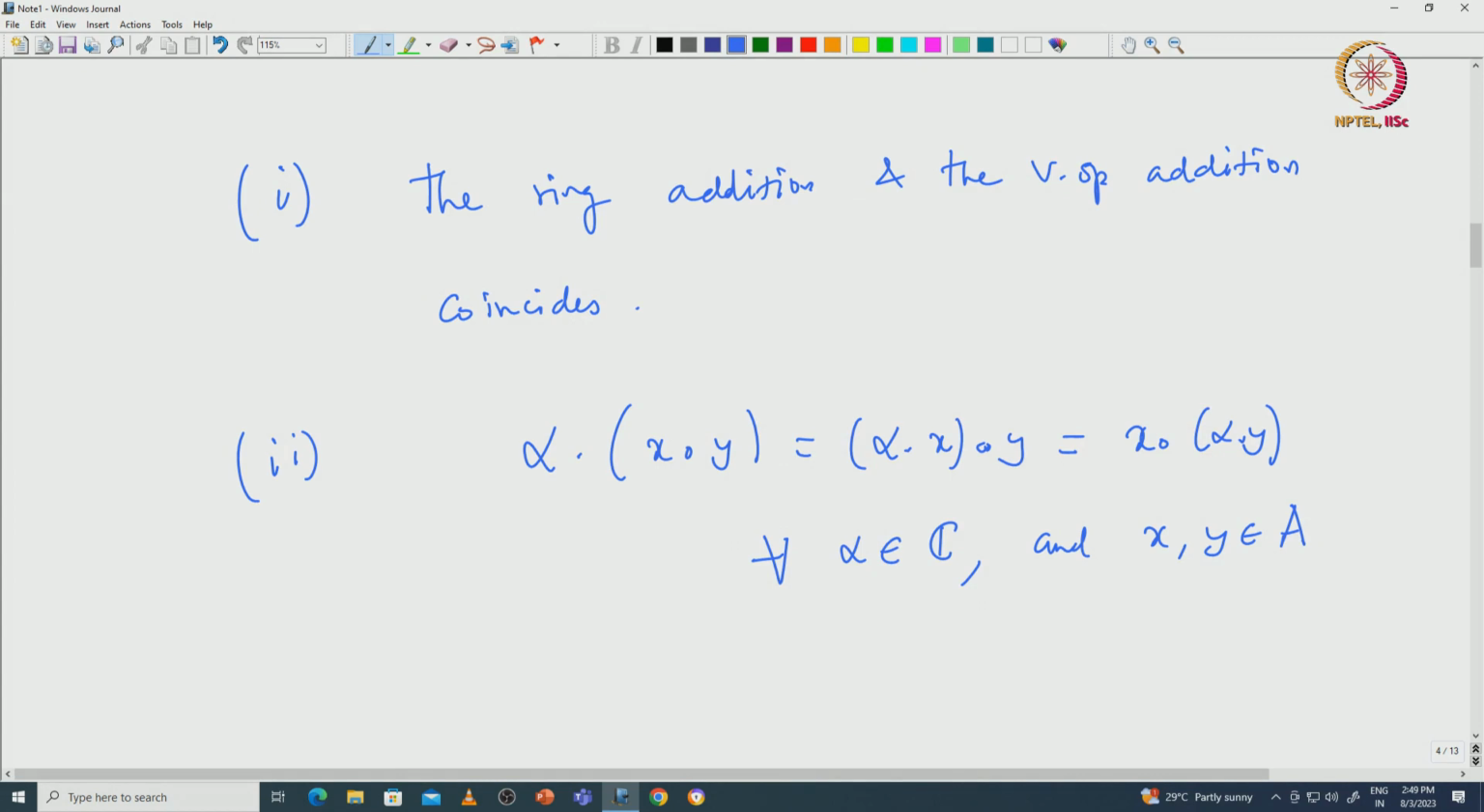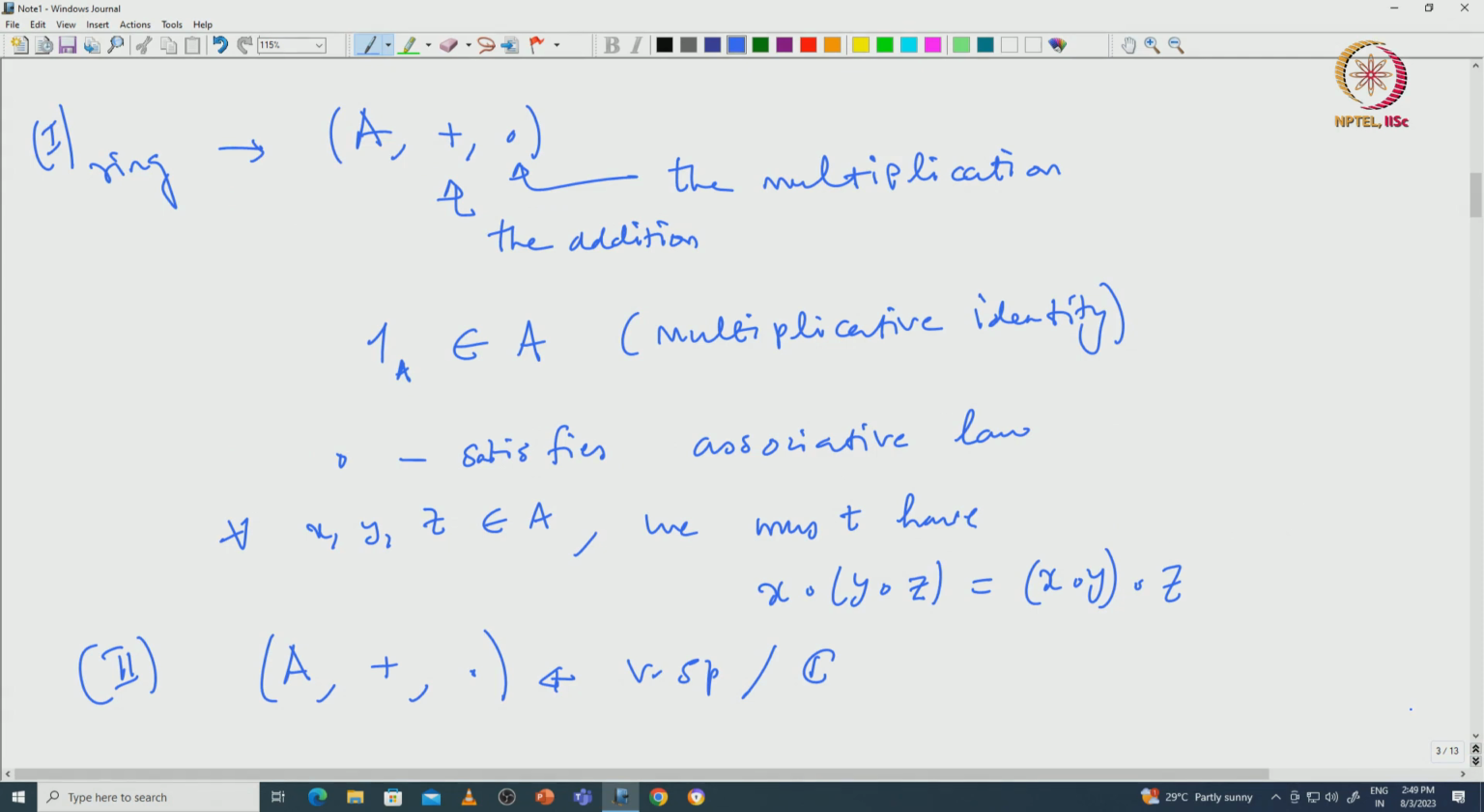Okay. So, by our assumption, we always assume this associative algebra contains the multiplicative identity 1. Okay, that is our basic assumption. So, this 1A is always there.